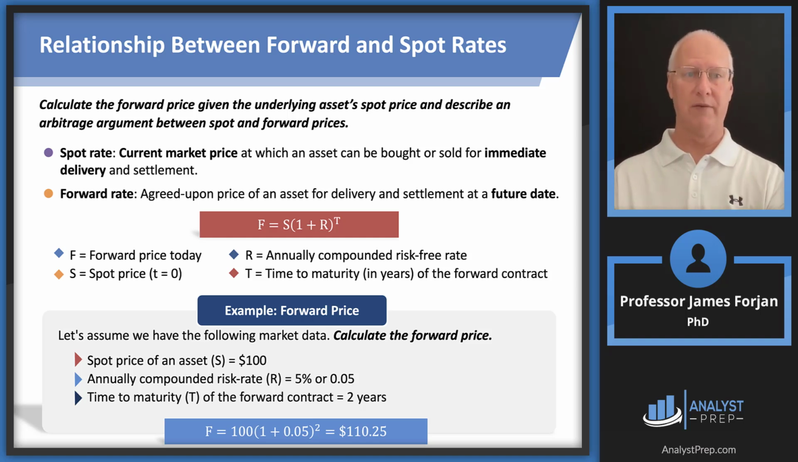Notice that the learning objective is to calculate that forward price. So you have to be given a spot, you have to be given an interest rate, and you have to be given time. There's a super simple example down at the bottom where you can go from $100 out to $110.25. Now, that annually compounded risk-free rate formula here is probably what you're going to get on the exam. It's probably limited to financial futures contracts or forward contracts.